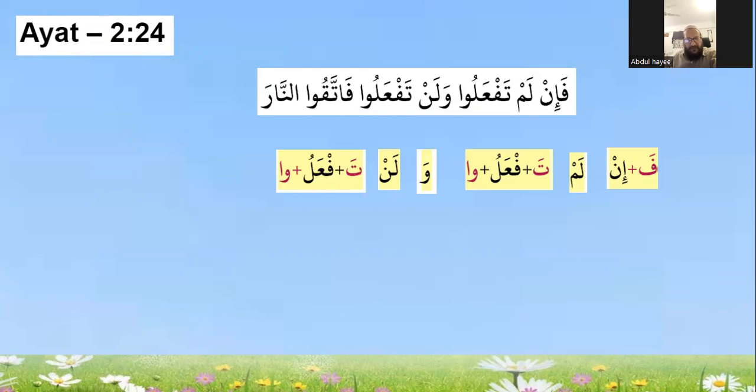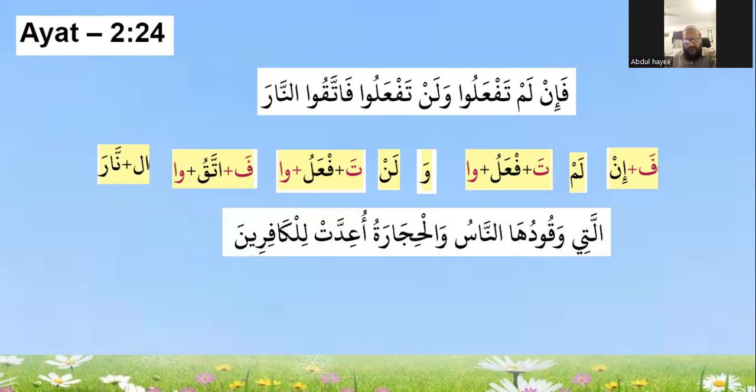Fattaku. Yes, we have to break this word. Fattaku. Fa is separate. Then attak, then waw alif. Attaku, and waw alif is the plural sign. Fa, itta and waw alif. An-nar, alif, lam and the nar. Allati. Allati is a single word we have studied. Allati, allai or allati, that is the same.